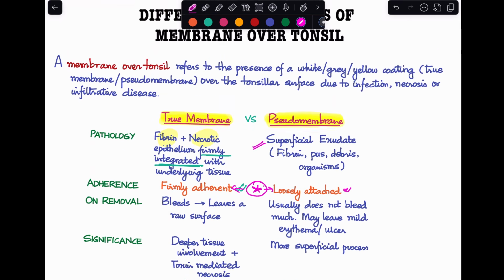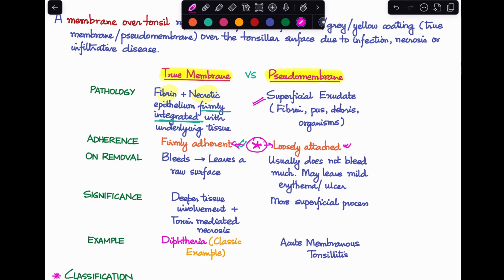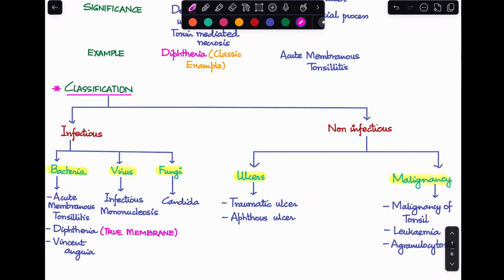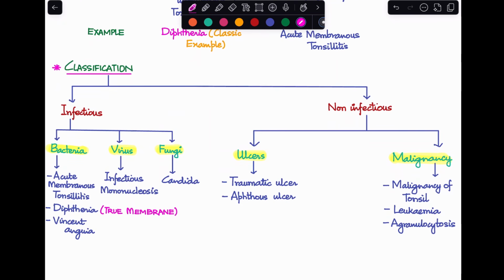Now let's talk about how we are going to classify this differential diagnosis of the membrane over tonsil. So everything needs to be set in a very systematic manner. So don't just go about mentioning random names of diseases in a haphazard manner when you're asked the question. Rather, if you want to impress your examiners and get good marks, you start with a classification. So we'll classify this into infectious causes and non-infectious causes.